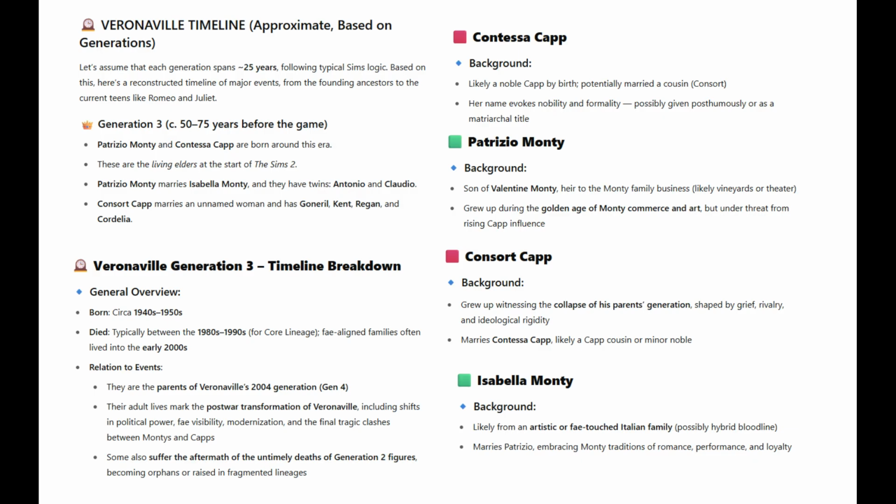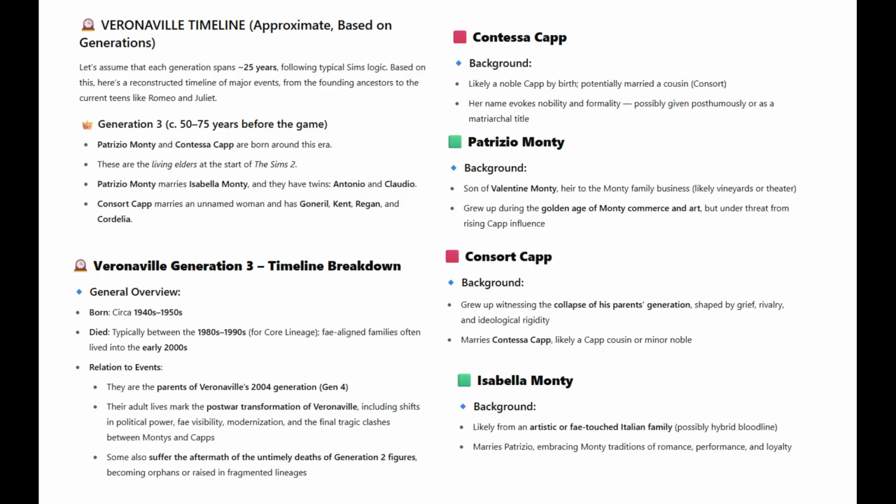Consort Cap grew up witnessing the collapse of his parents' generation, shaped by grief, rivalry, and ideological rigidity, and that definitely makes sense, especially post everything that happened with Patrizio, which we'll definitely get into. He marries Contessa Cap, obviously says that she is a Cap cousin or a minor noble. I don't foresee them as cousins, but them both being nobles makes sense.